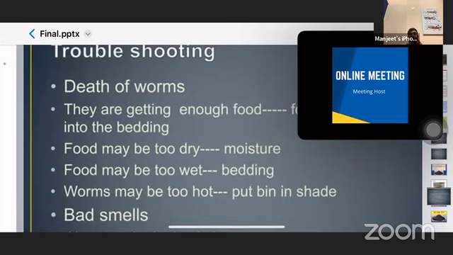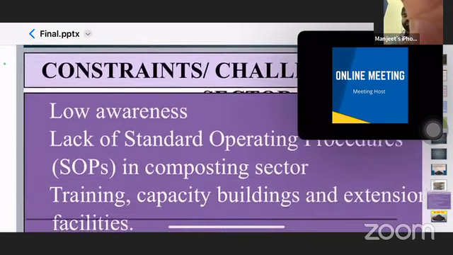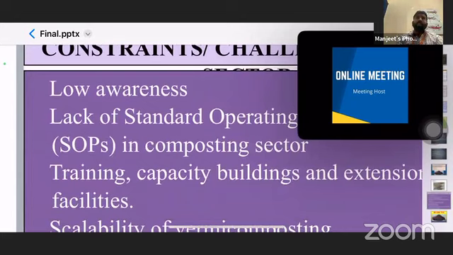Are they getting enough food? Food should be buried in the bedding. Food may be too dry, or too wet. Bedding may be too hot for the worms. Putting bean in the shed causes bad smell. Not enough circulation. Dry bedding under and over the worms. Turning the food. These are some problems that may occur, along with some constraints or challenges in this sector.